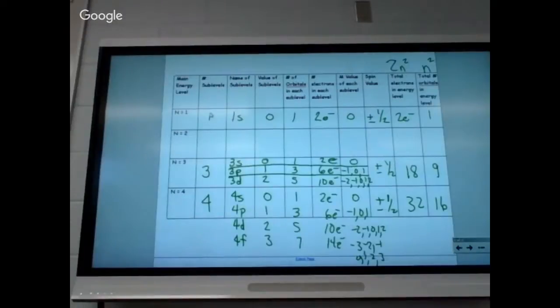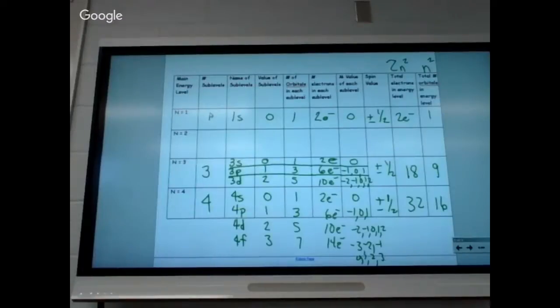Positive and negative 1/2. How many electrons are allowed in the f sublevel? 32. All right, in the f sublevel, 14. Okay, 32 would be the entire n equals 4. The f sublevel is just 14.